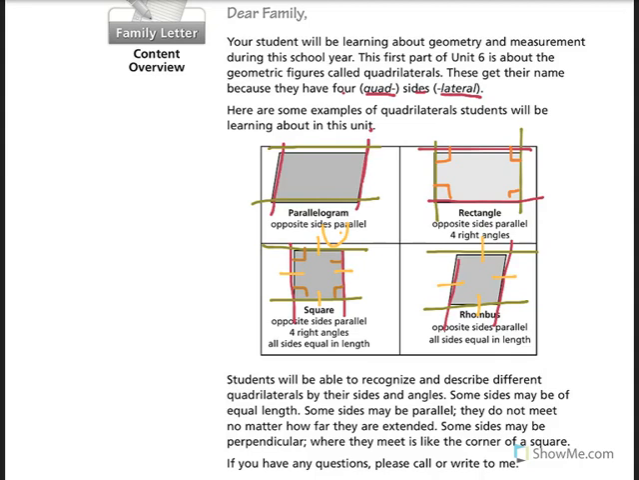And so a square is a square, it's a parallelogram, it's a rectangle, and a rhombus. Kind of like how you could say an apple is an apple, but it's also a fruit, which is also a plant. Like there's different ways to categorize things.